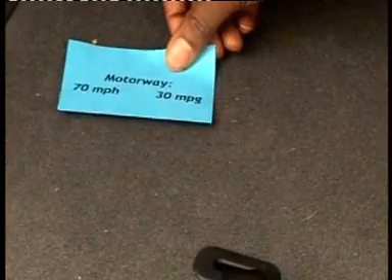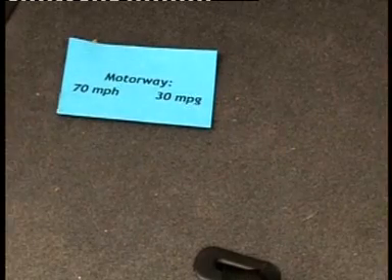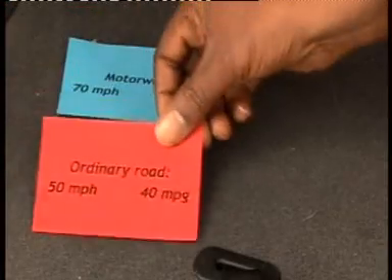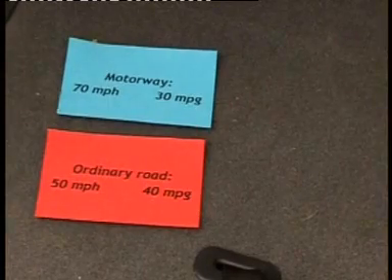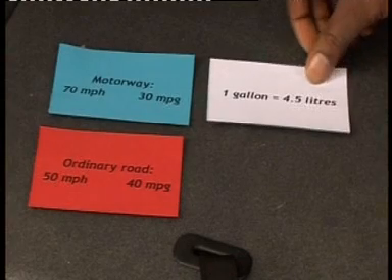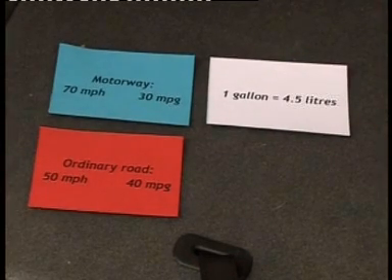On the motorway, my car does 70 miles per hour and it does 30 miles for 1 gallon of petrol. If I go on the ordinary roads, my car does 50 miles per hour with 40 miles to 1 gallon of petrol. So how much do these two alternatives cost? And you'll need to know that 1 gallon is equal to 4.5 litres.